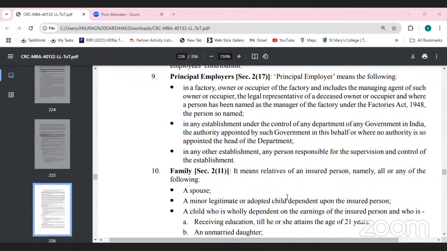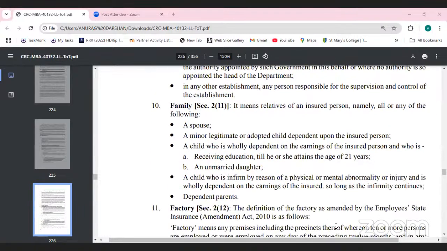So, what is a family? It means relatives of an insured person, and it can be any of the following: a spouse, it can be a husband or a wife, a minor, legitimate, or adopted child dependent upon the insured person, a child who is wholly dependent on the earnings of the insured person who is receiving education till he or she attains the age of 21, an unmarried daughter, a child who is infirm by reason of a physical or mental abnormality or injury and is wholly dependent on the earnings of the insured so long as the infirmity continues, dependent parents.